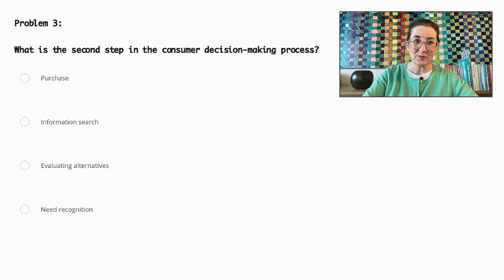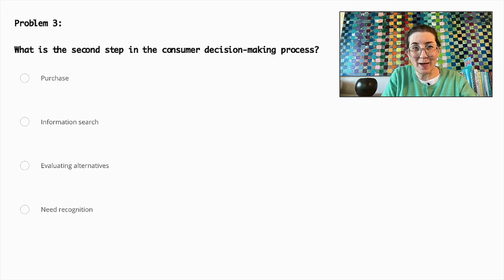Problem number 3. What is the second step in the consumer decision-making process? Purchase, information search, evaluating alternatives, or need recognition.